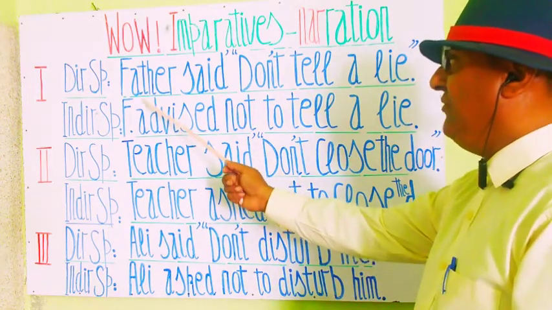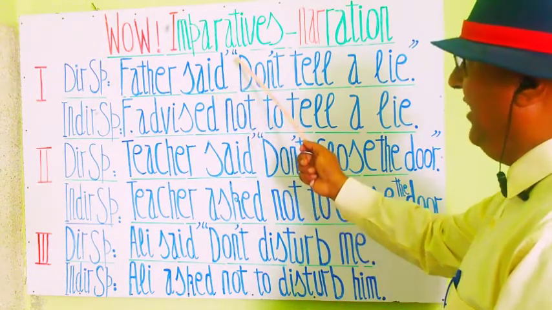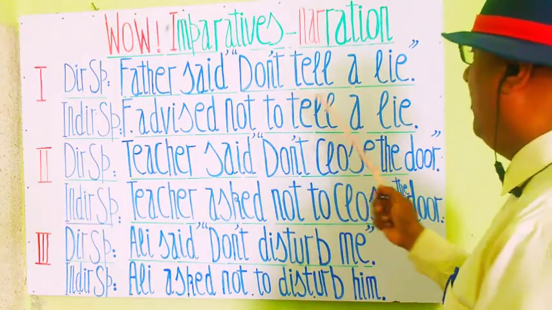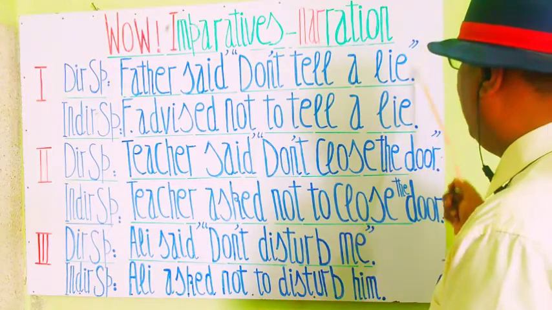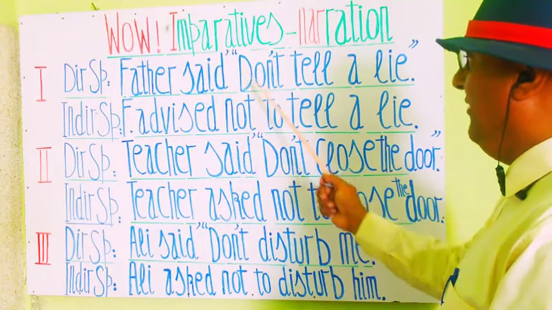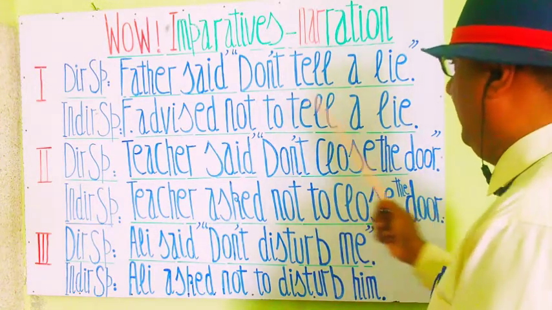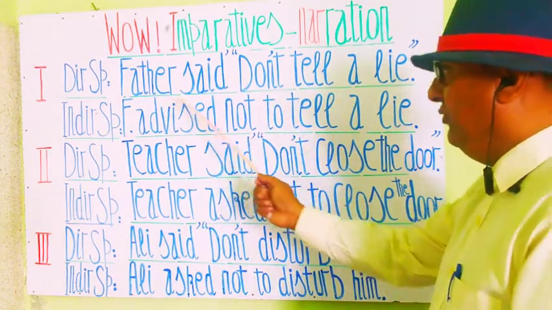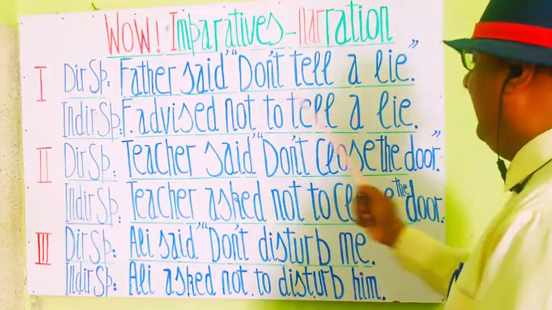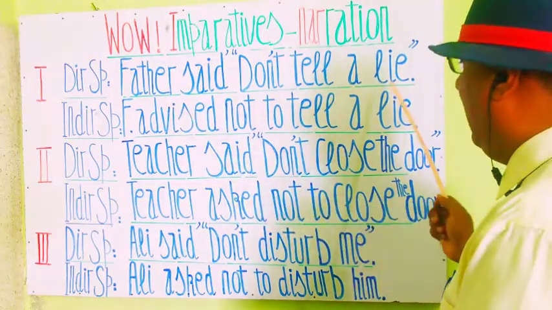Here you see, my students, father said is in the past tense, said is the second form of say, and inside the commas you see this is a negative statement. Don't tell a lie, commas close, full stop. Father said, don't tell a lie, commas close, full stop.